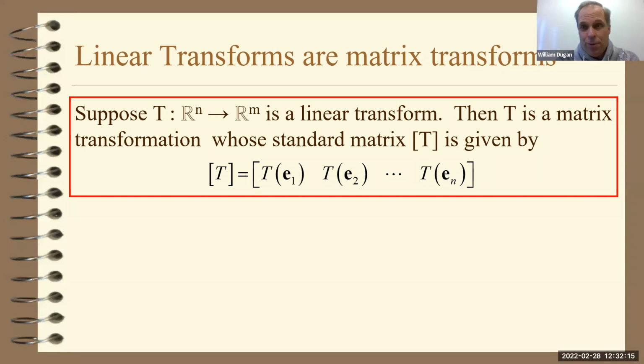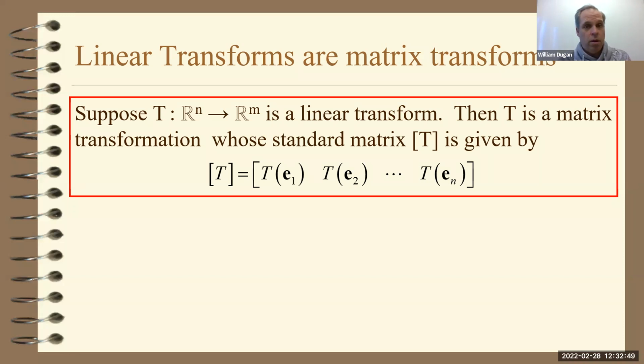What's really cool about the result, though, is not only can I show you that a linear transformation is a matrix transform, but I can tell you ahead of time what the standard matrix is. And it's really easy to find. So it says, suppose that T going from Rn to Rm is a linear transform. Then it has to be a matrix transform, and its standard matrix is found by just applying the transformation to the standard basis vectors for Rn. And the results are the columns of the matrix.